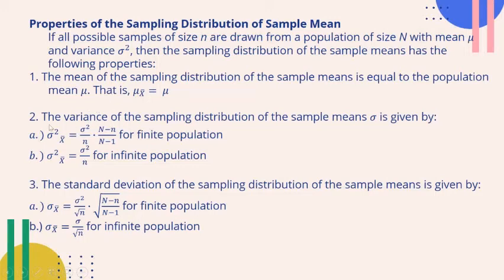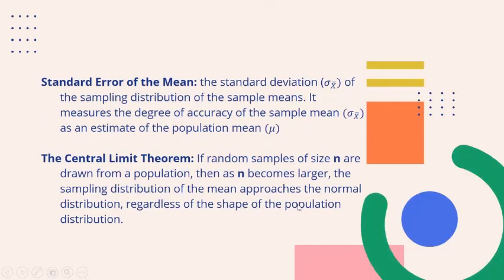Okay, so the variance of the sampling distribution of the sample means, sigma, is given by, for a finite population, this formula. And for an infinite population, this will be the formula. The standard deviation of the sampling distribution of the sample mean is given by this, for finite and infinite population.